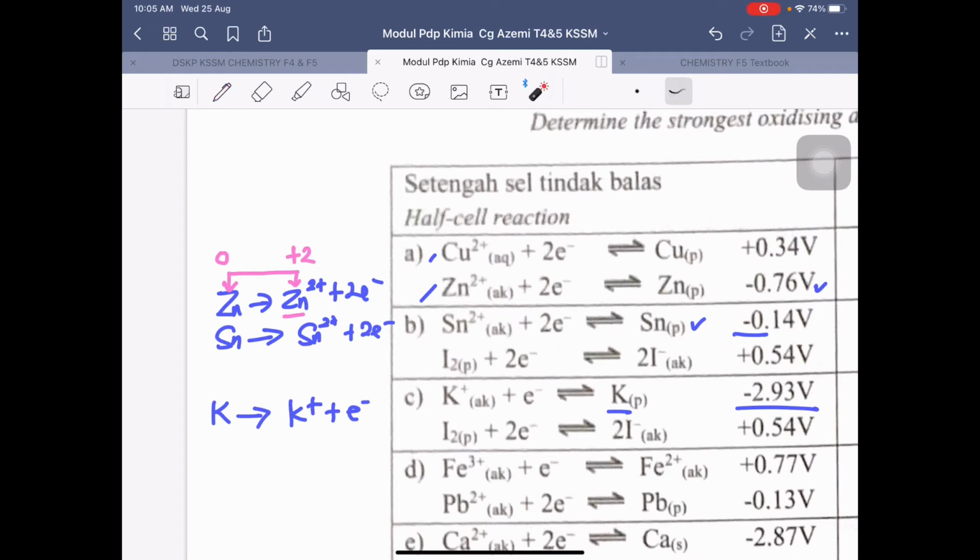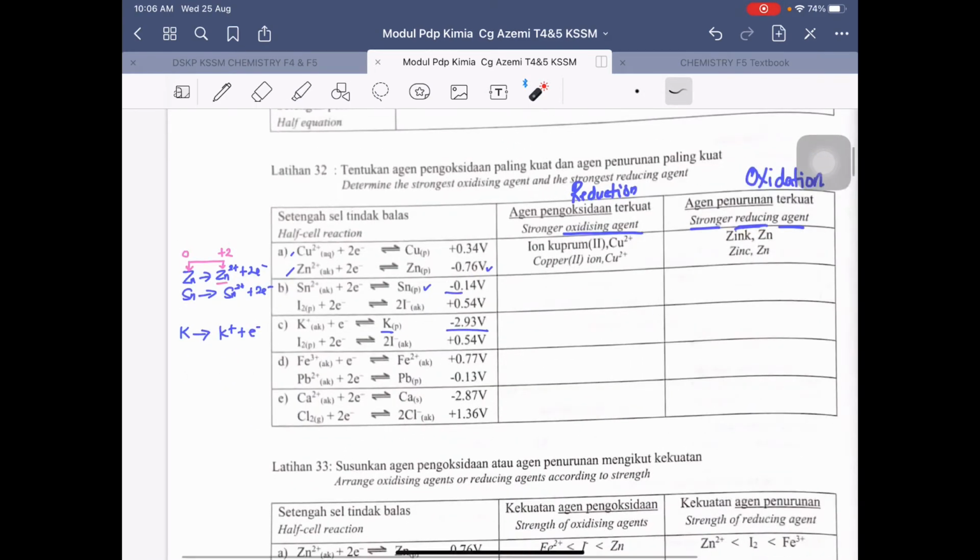So you can see that the oxidation number of zinc increases from 0 pergi 2. Maksudnya zinc mengalami pengoksidaan. So, kalau dia yang mengalami pengoksidaan, dialah agent penurunan. Begitu. Okay? So, faham di sini ya, kenapa reducing agent adalah zinc. Okay, I explain one more time. Sebab dia yang mengalami pengoksidaan.